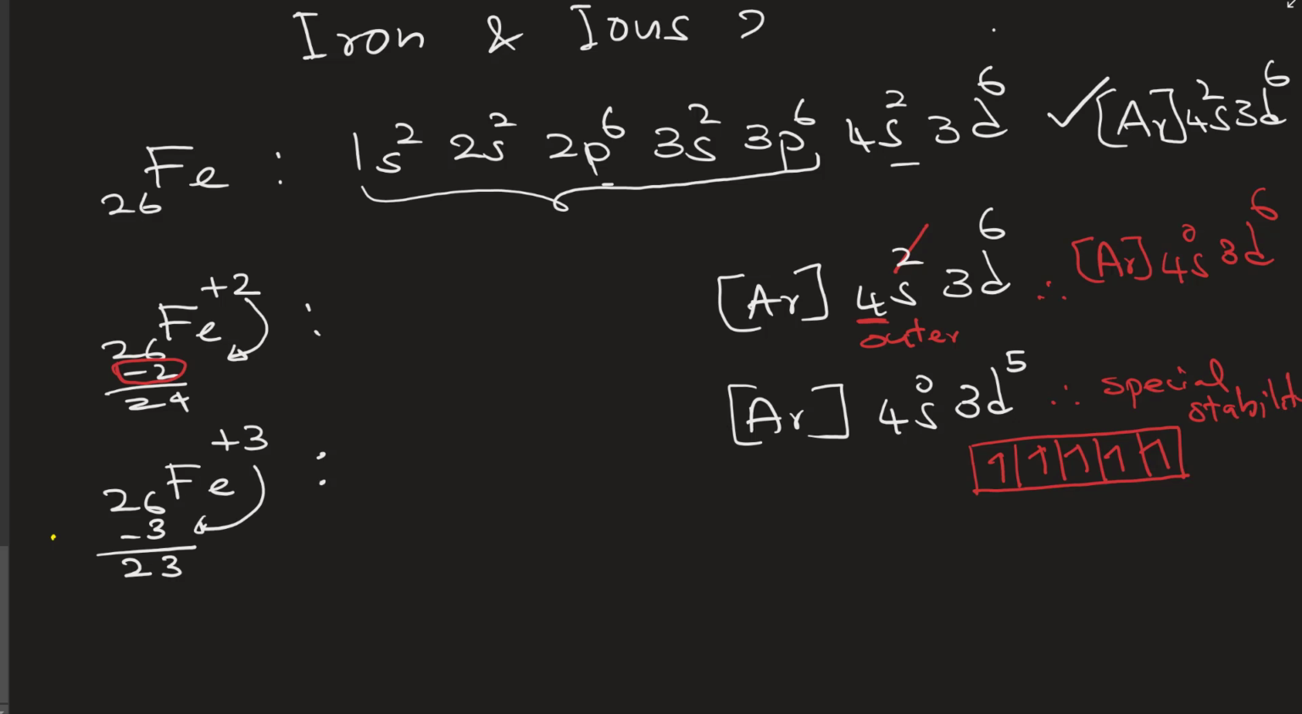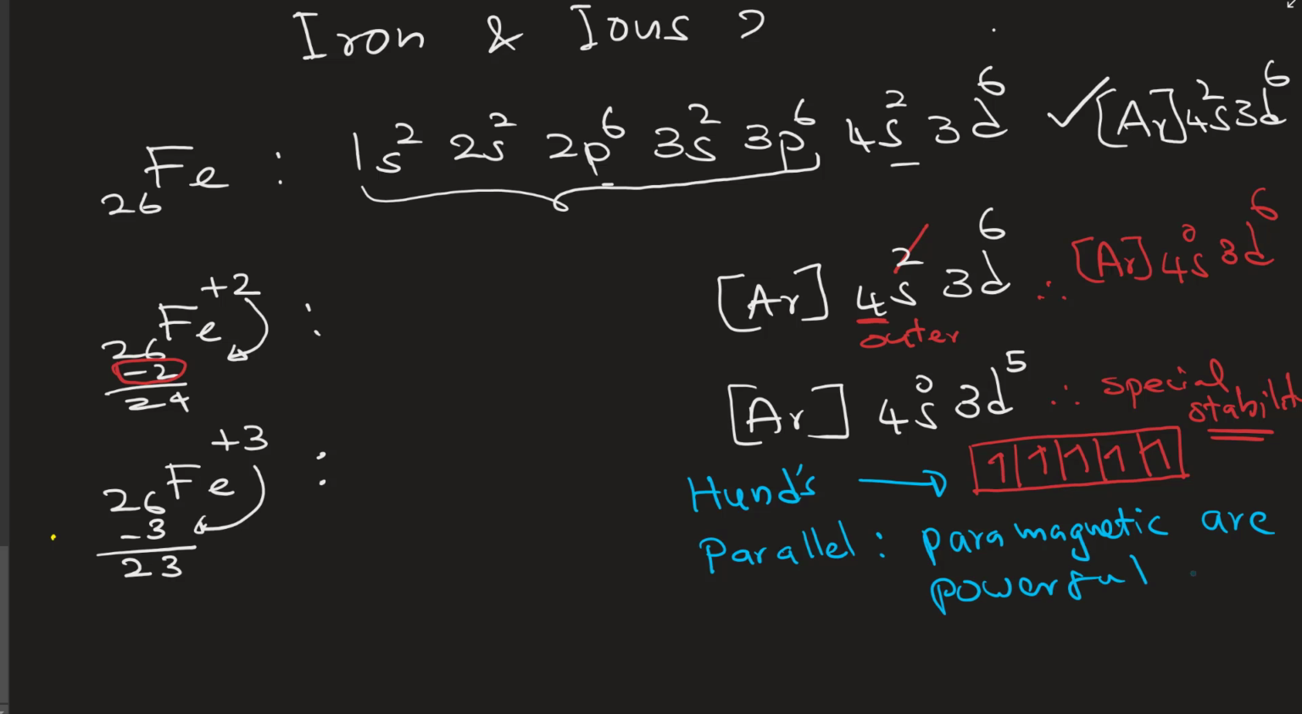Okay, so just a side note here, that's Hund's rule. When you fill one in each cage, Hund's, that's dogs basically, hounds, right? And they eat each other basically. You can't put them in the same cage in a simple way. But that's for a person's name though. But parallel, paramagnetic, are powerful. That's another thing you can remember. So if the electrons are parallel, they are paramagnetic, they are powerful.